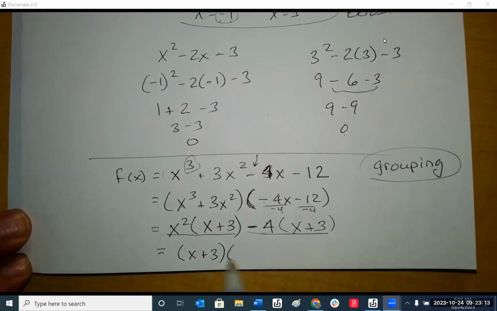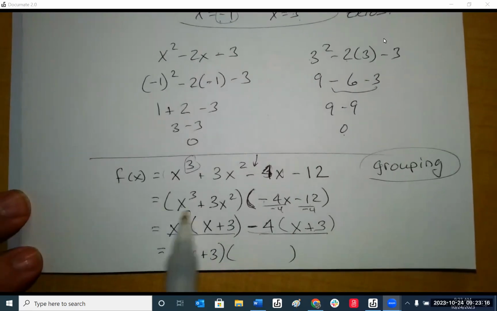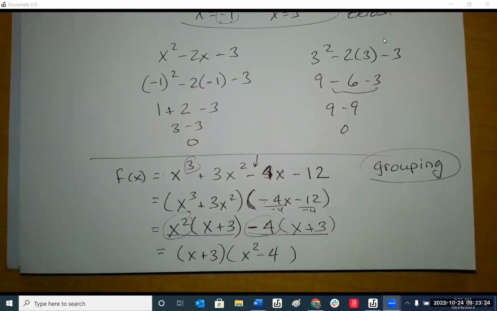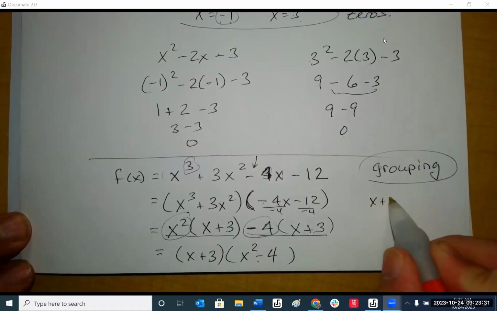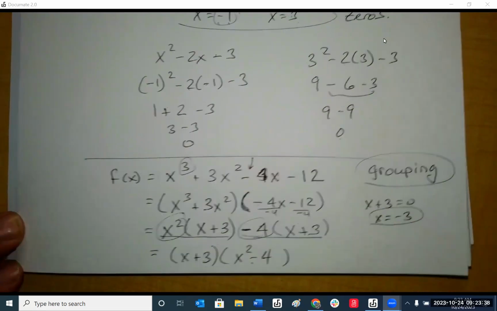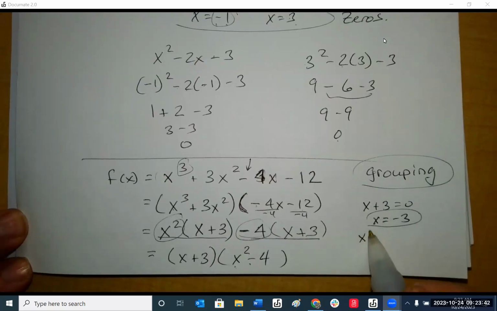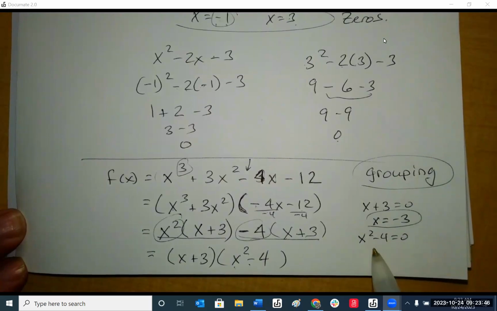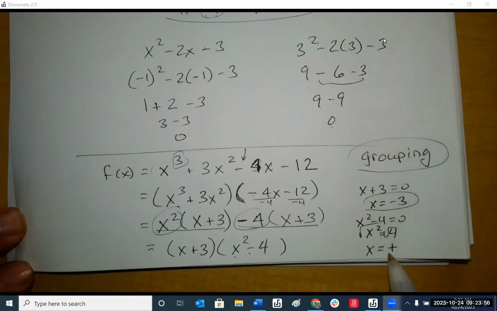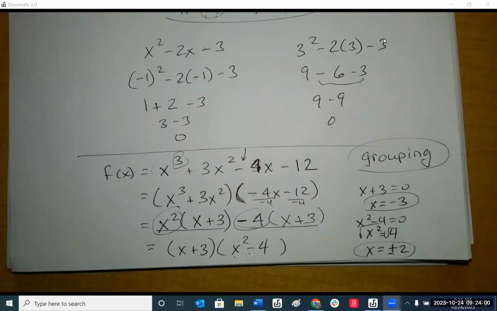Since we took out the x plus 3, whatever's left goes inside the next parenthesis. So those are the coefficients. X squared minus 4. Take both of those, set them equal to 0. So there's our first answer. And set this one, x squared minus 4 equals 0. Solve for x. X squared equals 4. Square root both sides. So x equals plus or minus 2. Whenever you square root something that's squared, you have to put a plus or minus in front of the answer.